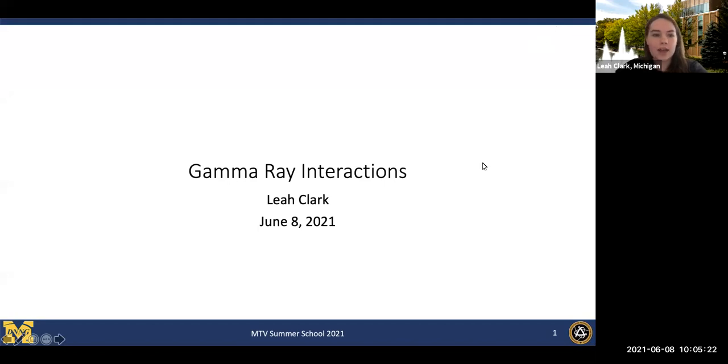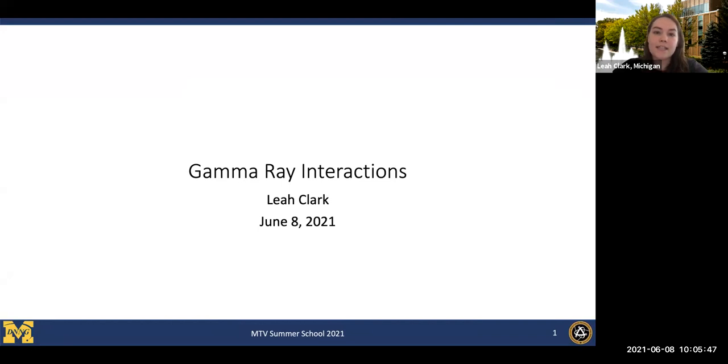So yeah, let's go ahead and get started with this week's topic, which is all about gamma rays. My name is Leah, and I'm a second-year PhD student working at the University of Michigan with Dr. Sarah Pozzi. Today I'm going to be discussing gamma ray interactions, and tomorrow, another PhD student is going to be discussing gamma ray detections.